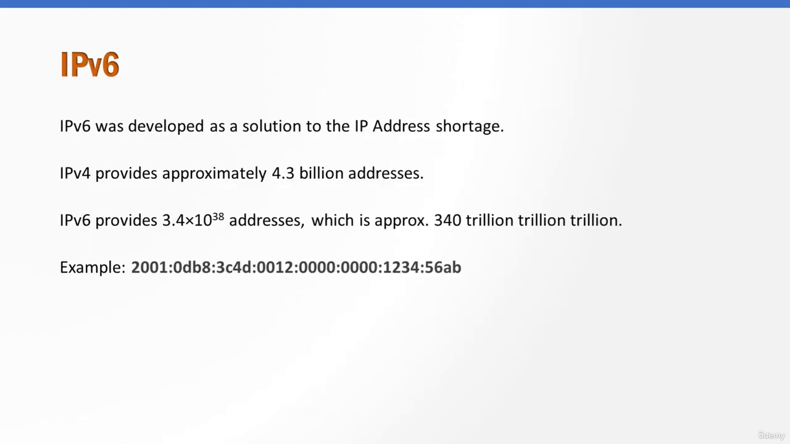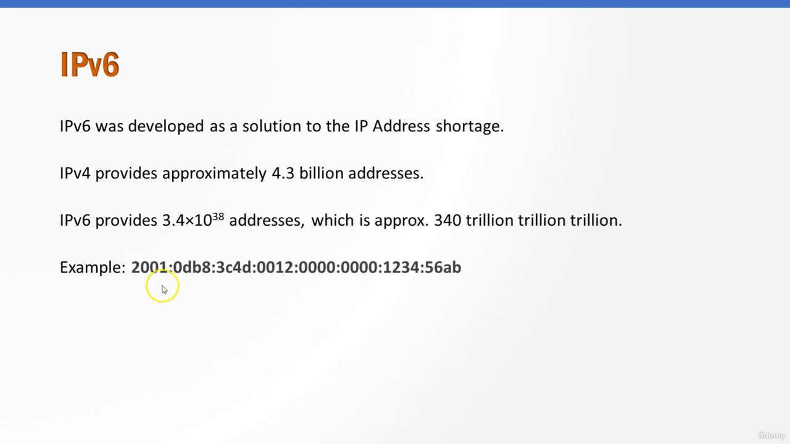And the last thing we're going to talk about in this lesson is IPv6. As you've probably heard by now, we're already out of IPv4 addresses. So IPv6 had to be developed as a solution to the IPv4 shortage. IPv4 actually only gives us around 4 billion addresses, while IPv6 provides approximately 340 trillion addresses. So we should be okay for some time.